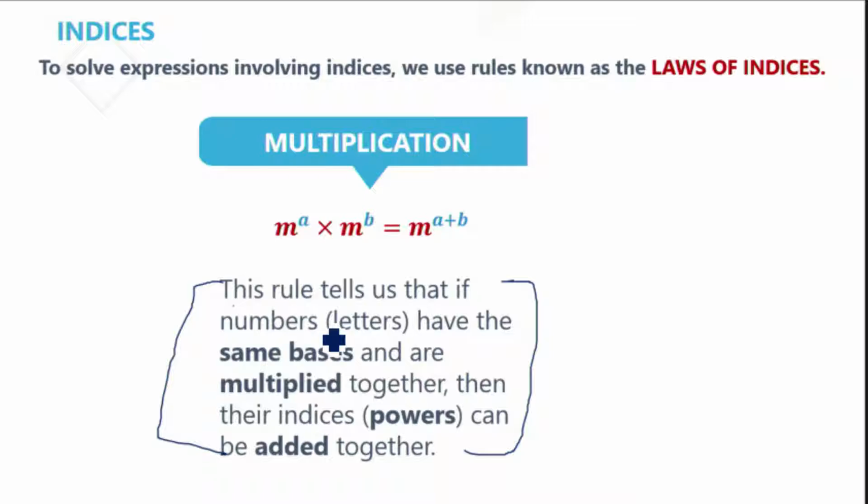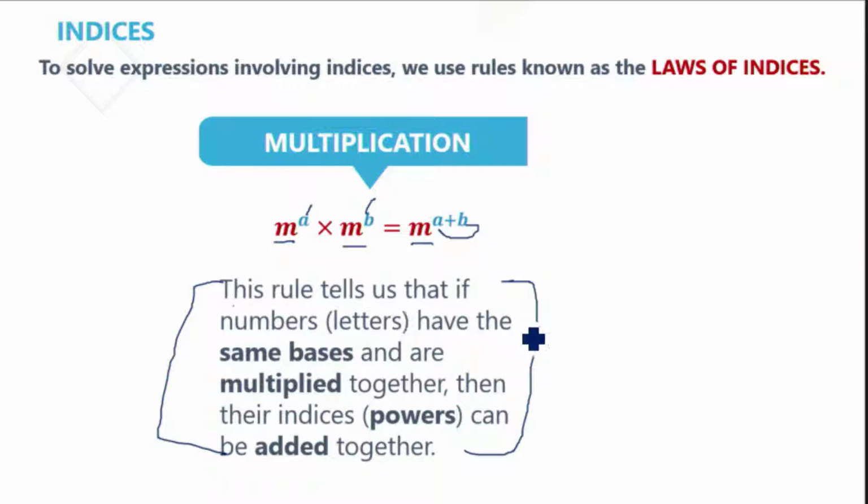Now we can see it's saying that if numbers, in this case we have letters, have the same base. So this is a number and this is another number. Do they have the same base? Yes. What is their base? M. So it's established that they have the same base. Then their indices, their powers, are a and b. What we can do with their powers is add them together, which you're seeing here. This is the number and these are the powers added together.